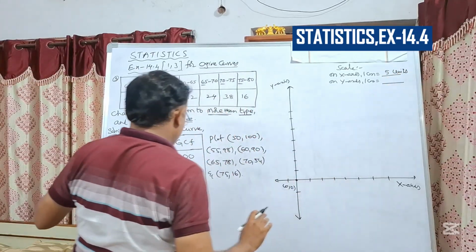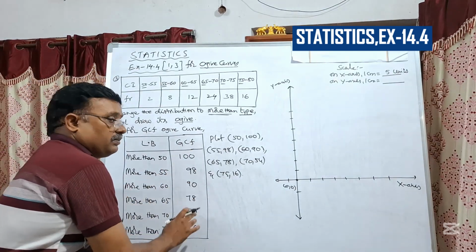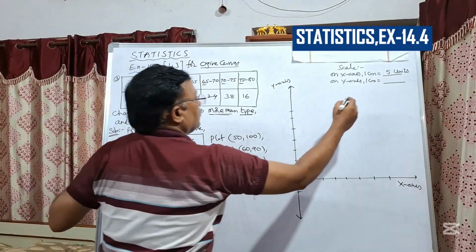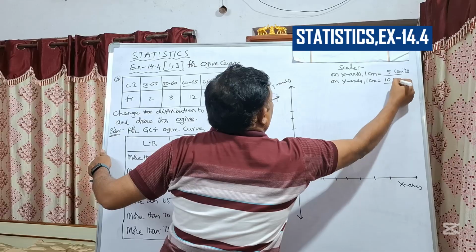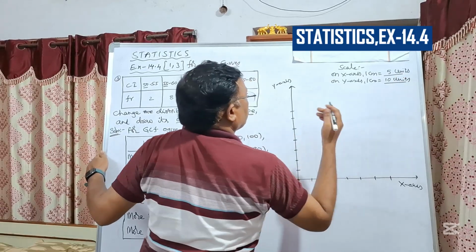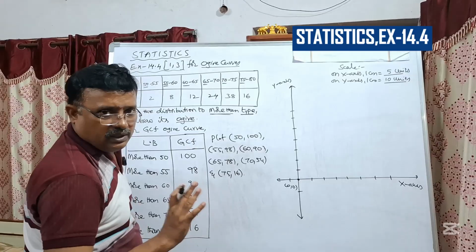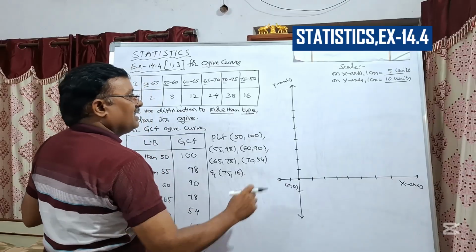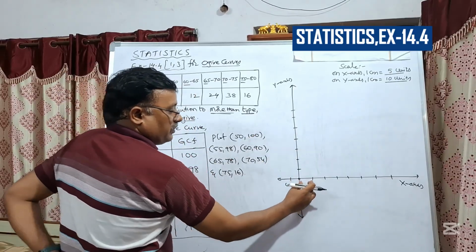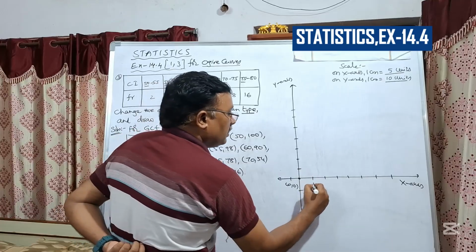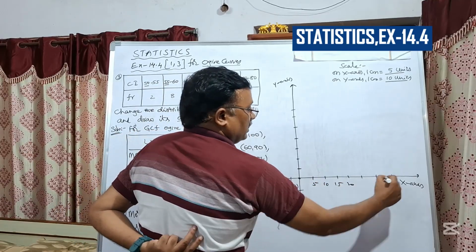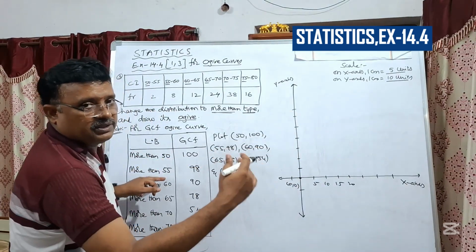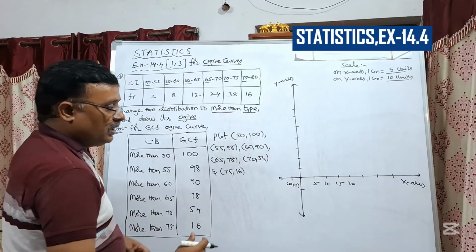Got it? Right. Now these start from 100 and go up to 16. That's why on the y-axis I am going to take 1 centimeter equal to 10 units for our convenience. Okay? Right. Now plot these points properly according to this. If on the x-axis 1 centimeter equals 5, then this will become 5, 10, 15, 20, and so on. Somewhere else it will become 50. Next 55, 60, 65, 70, 75 will come.